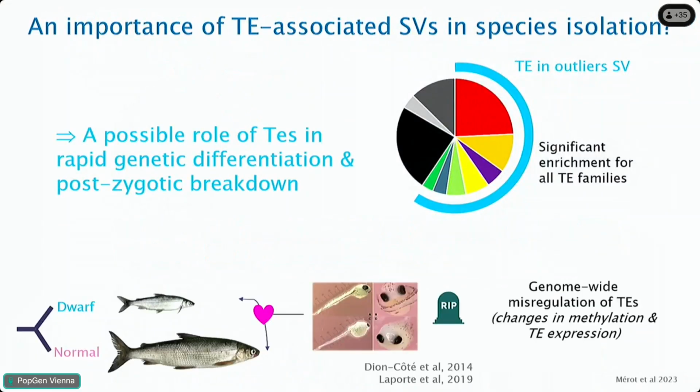And it may also relate to what is observed in this species, that when they mate together, the hybrids are not doing so well. And we know that there is a misregulation of the TE, lots of expression of TE in the hybrids and change in the methylation. And methylation usually silences the TE. So it could be that this quite recent event of speciation would be related to transposable elements.